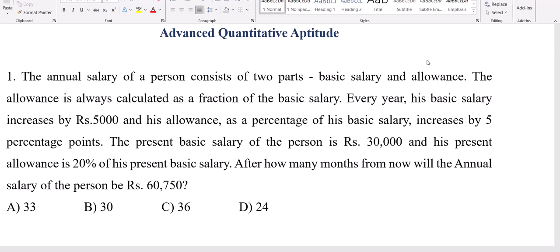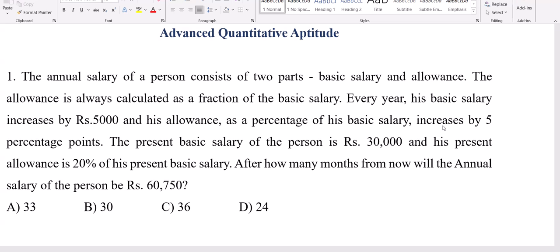Now here, what is the scenario? The allowance is calculated fine. Every year his basic salary increases by 5,000 and his allowances as a percentage of his basic salary increase by 5%. The present basic salary of the person is 30,000 and his allowances are 20%. See, first year salary 30,000, allowances 20%. Next year your salary is 35,000 and allowances are 25%. The allowance is increased by 5 percentage points.